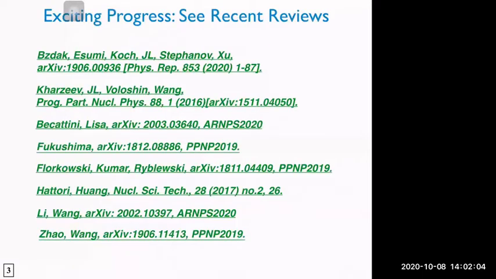There is a lot of exciting progress, and there is a list of all kinds of reviews, broadly defined and related to chirality, vorticity, and magnetic field. Many of the authors are here actually. So these are all excellent sources if you want to find more information.